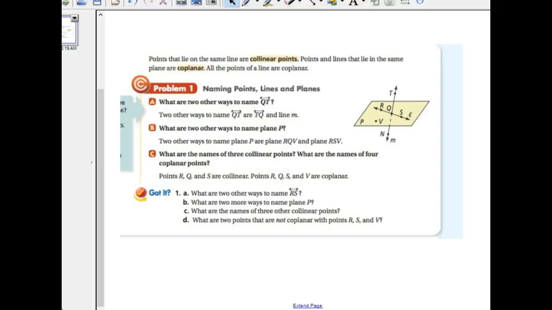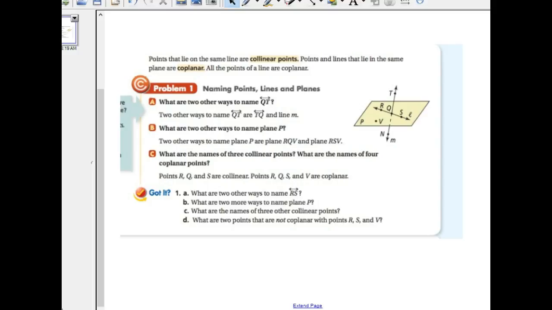What are two more ways, the B part says, what are two more ways to name the plane P? Another couple of ways to name it would just be to put the letters in different orders. We know that we have RQV up here and RSV already. So we could say QSV, which is the Q, the S, and the V, or we could call it QRV. As long as you name 3 non-collinear points, that's enough to define a plane.